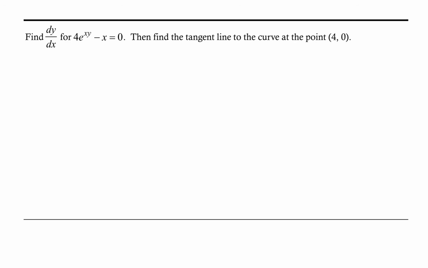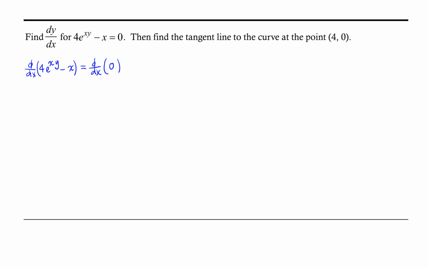So we start by finding the derivative, or the rate of change, or the slope of the tangent line, by taking the derivative with respect to x on both sides of our equation. So on the left-hand side, we have the derivative with respect to x of 4e to the xy minus x equals, and on the right-hand side, we take the derivative with respect to x of 0.